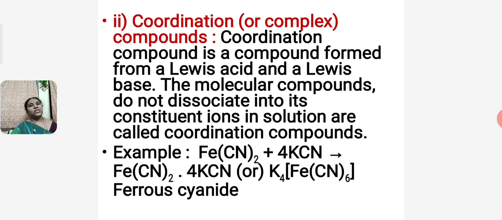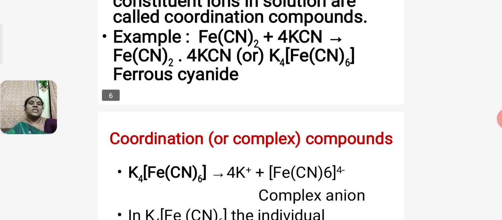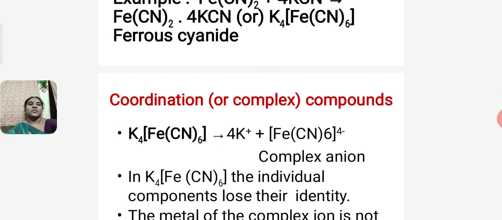Now let us see what are coordination complexes. A coordination compound is formed from a Lewis acid and a Lewis base. The molecular compounds do not dissociate into its constituent ions in solution. Such compounds are called as coordination compounds. One such example is potassium hexacyanoferrate complex.